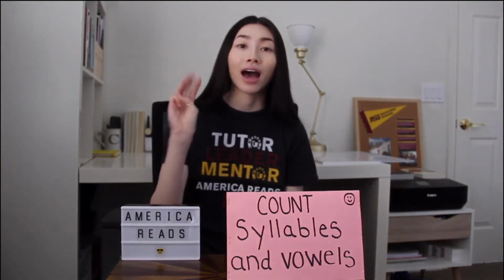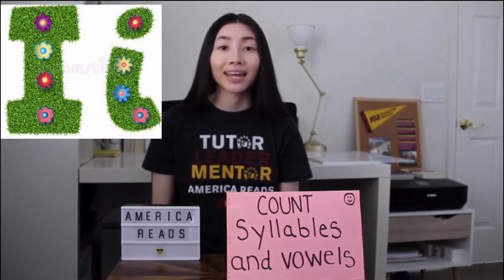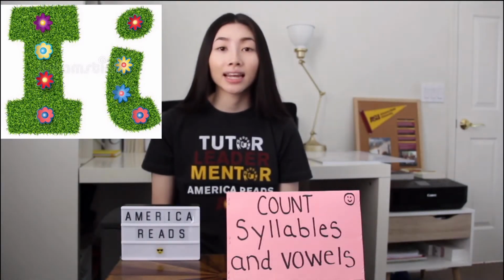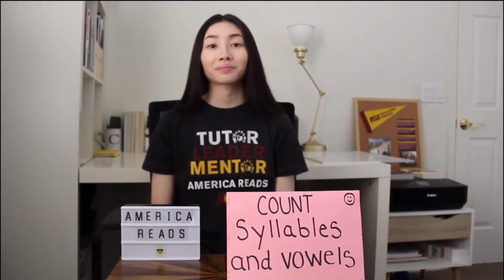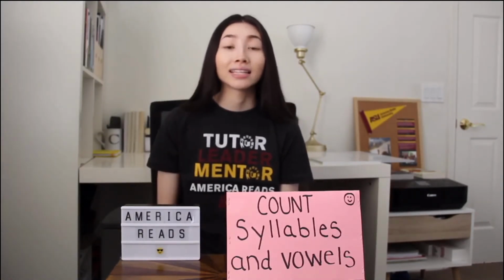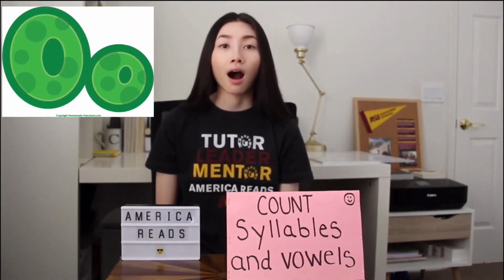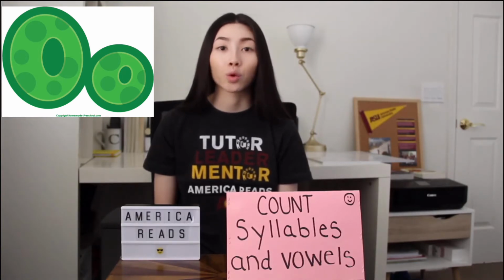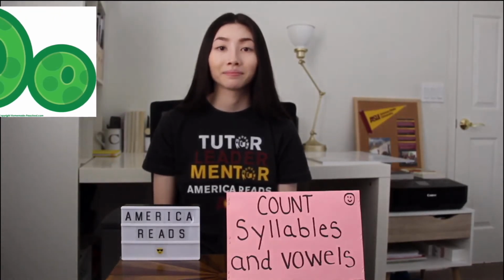Our third vowel is I. I makes the short sound I, like in the word igloo. It also makes the long sound I, just like in its name or in the words ice cream or ice skate. Our fourth vowel is the letter O. It makes the short sound ah, like in the word box. It also makes the long sound O, just like its name or the word open.